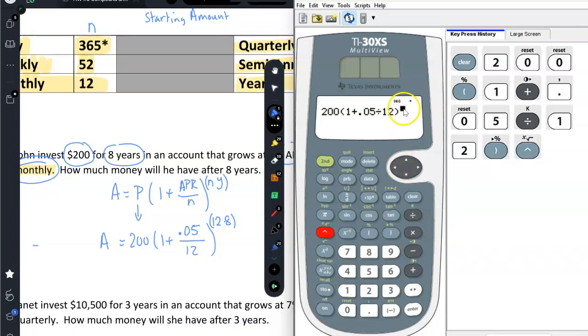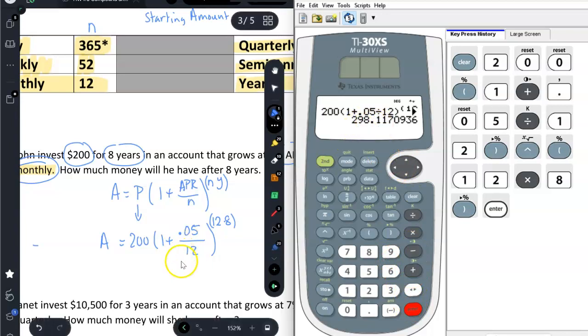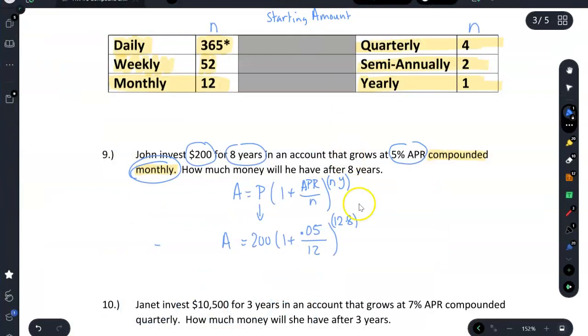My calculator kind of raises it so the parentheses are not necessary here, but just to get in the habit of it, let's go ahead and open our parentheses, 12 times 8. And let's close our parentheses and then press enter. And this is going to be my value, $298.12. So $298.12.